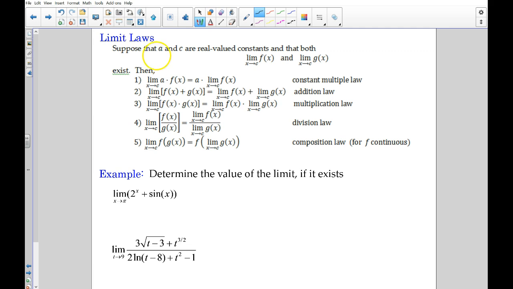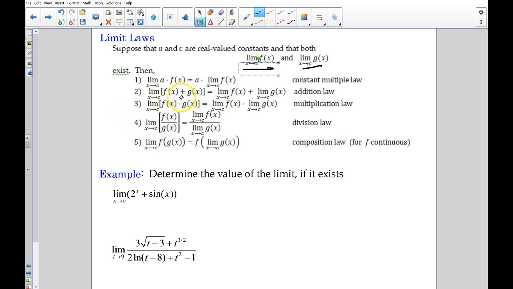So we're going to assume that A and C are real valued constants. So C, we're going to have that be the limit value. These do not, in general, work with limits at infinity. So if you have x approaching infinity or x approaching minus infinity, these generally do not hold. There are instances where they do, but generally they don't. So we have to have A and C be real valued constants, and we also have to have the limits existing individually.